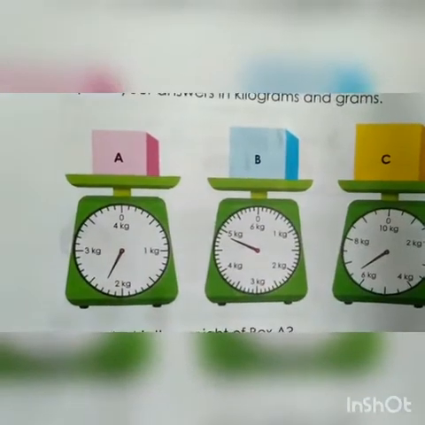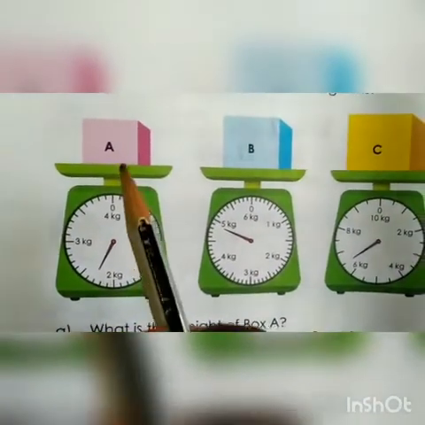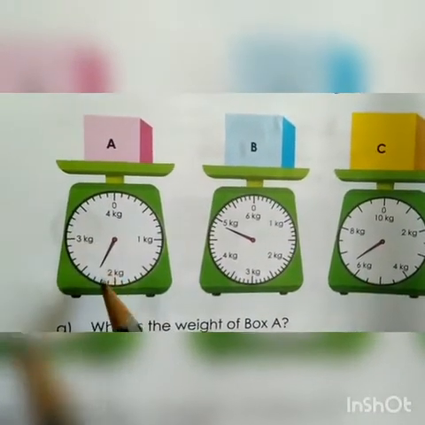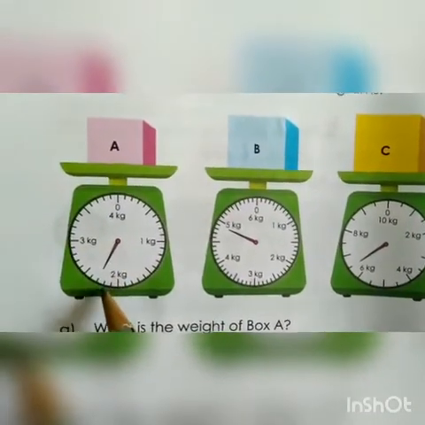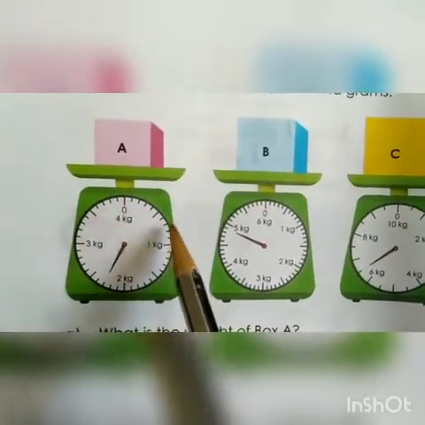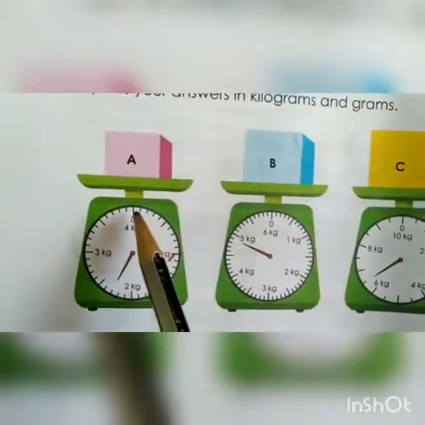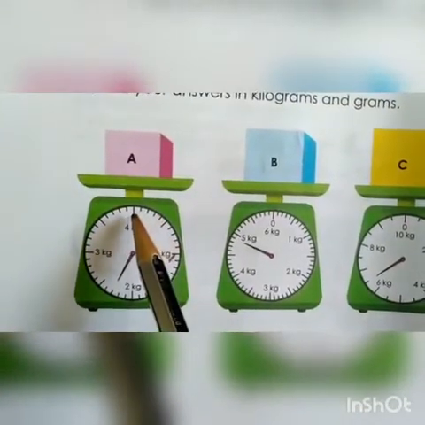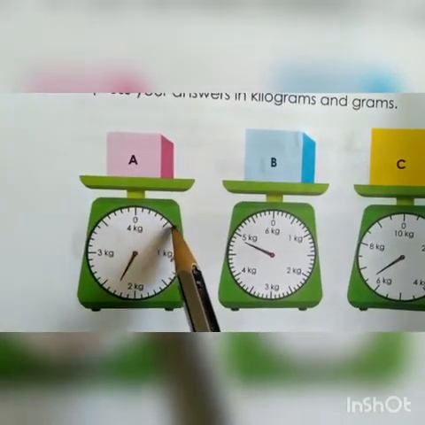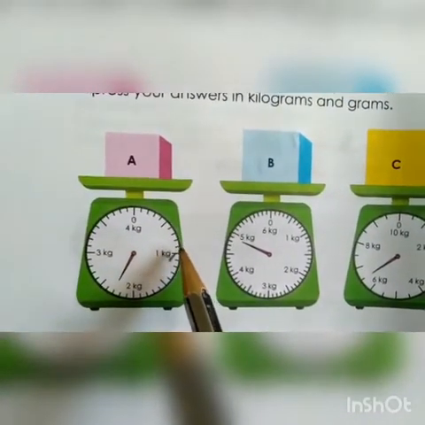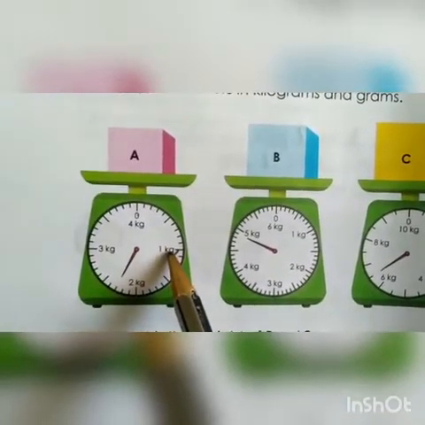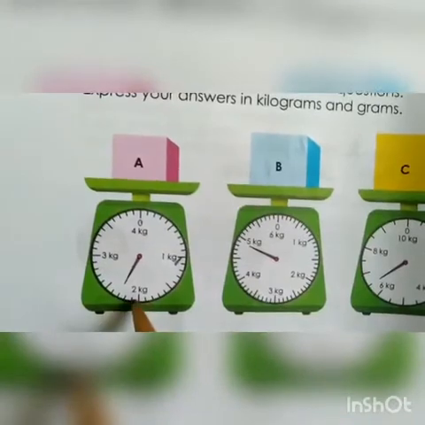Okay, what is the weight of box A? Box A's weight is, look at the needle, the red needle, it shows after 2 kg. Each line represents 100 gram, as I said earlier in previous videos. Let me check: 0, 100, 200, 300, 400, 500, 600, 700, 800, 900 and 1000. 1000 gram is equal to 1 kg. So each line represents 100 gram.